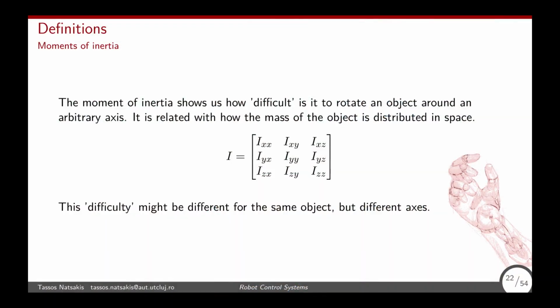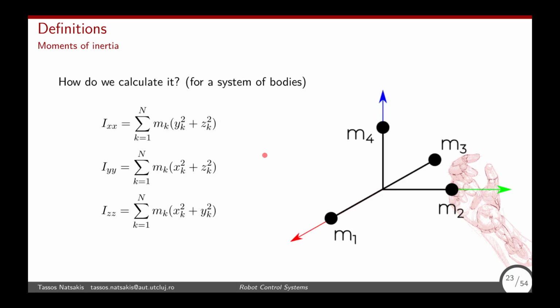Basically, we have these 9 numbers that make the moments of inertia, and how they're calculated. Very briefly, this is just for reference. You don't have to calculate moments of inertia, it's an advanced topic, but just so you understand what mass distribution means.